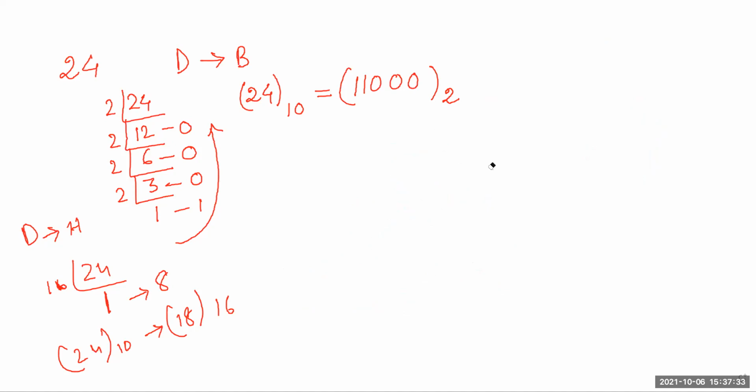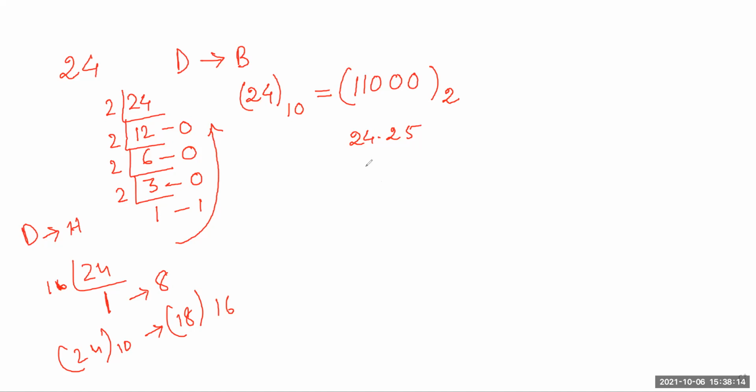Suppose I have mentioned 24 here, but suppose it is not 24. Suppose it is 24.25. In that case, for binary conversion, this is the decimal part and this is the fraction part. So in that case you will do it like this.